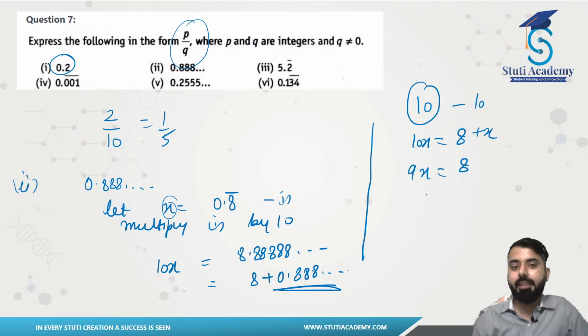9x equals 8. X will be what? 8 by 9. That is the answer. I hope you guys understand this. So that is the answer here.